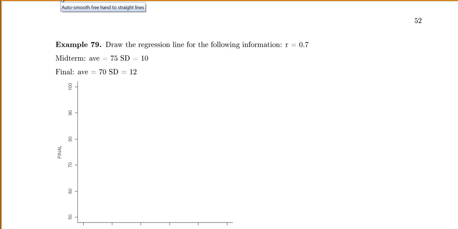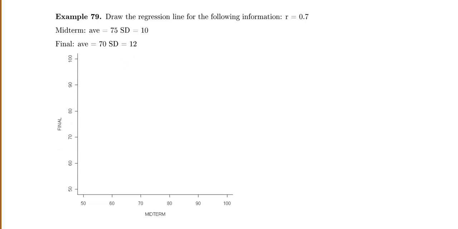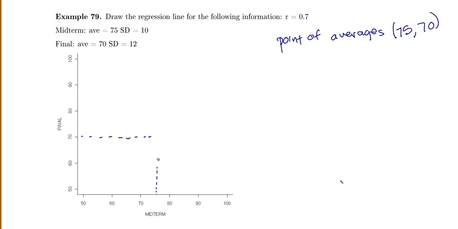So for example 79, we want to draw in the regression line for our following information. We have our correlation of 0.7. We have our midterm, which has an average of 75 and a standard deviation of 10. And we have our final grade, which has an average of 70 and a standard deviation of 12. Notice that they already put midterm on the x-axis, the final on the y-axis. So the first thing let's do is put in our point of averages. That's the average of x, which is 75, and the average of y, which is 70. So let's go over to 75 and up to 70. So this is our point of averages.